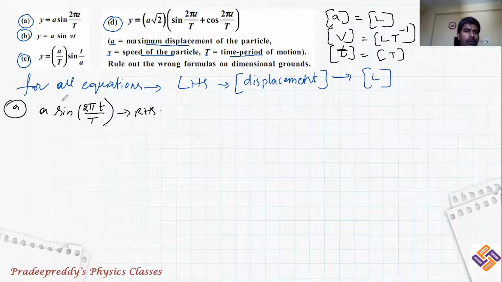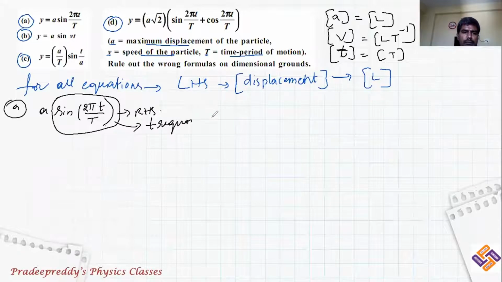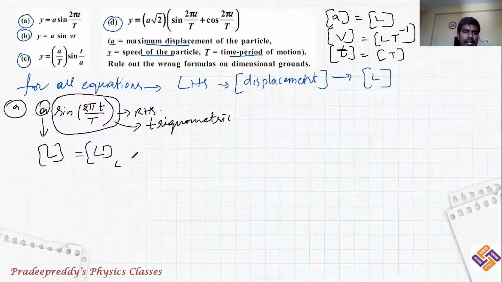Okay. Now, see, check it up. Right hand side, you have sine. And this is trigonometric function. Right? As it is trigonometric function, does it have any dimensions? Trigonometric functions have no dimension. Only this A has dimensions, and that is L. Right? So this is equal to dimensions on left hand side.